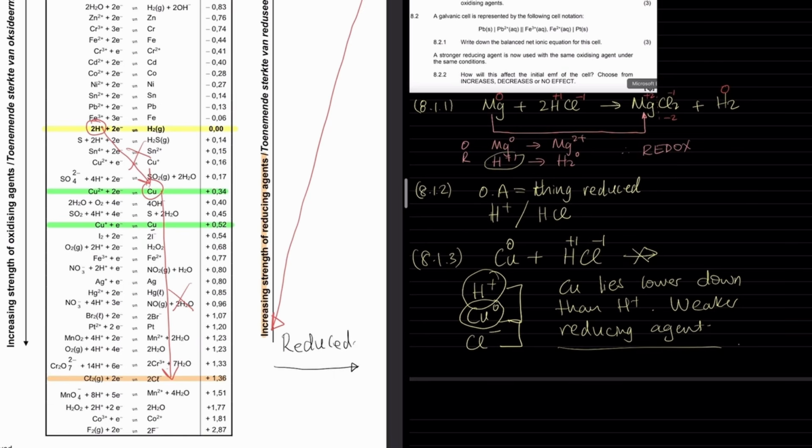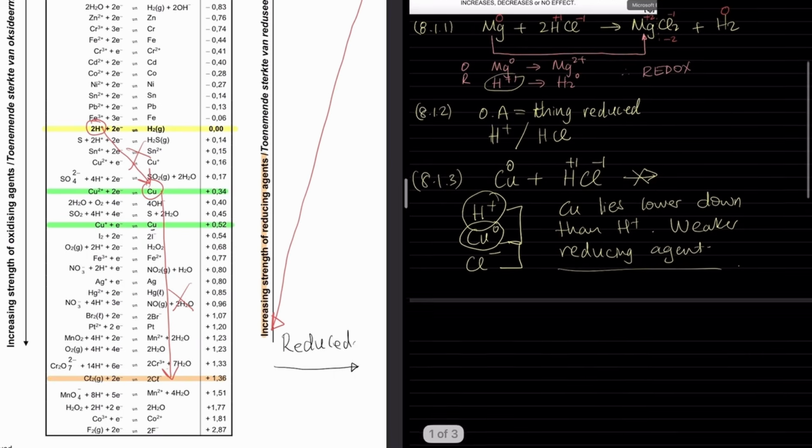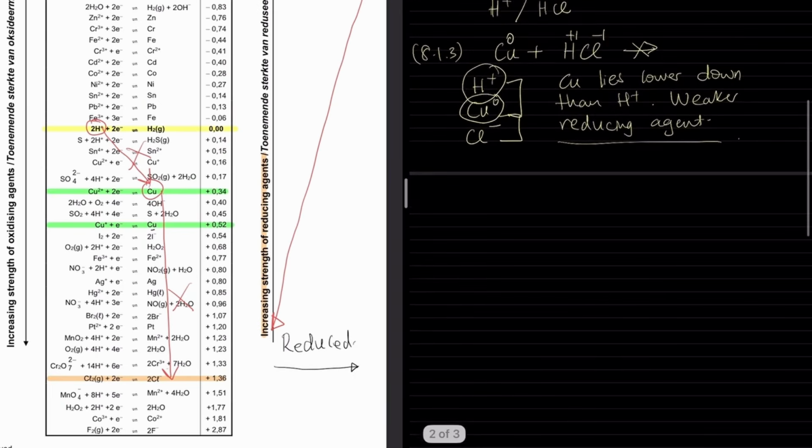But for our check, we just need to find the diagonal. That's it. Just look for the diagonal. If there is a diagonal, it's going to happen. If there's no diagonal, it's not going to happen. Okay.